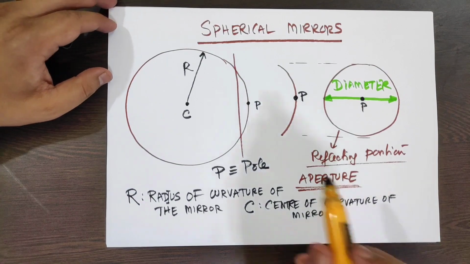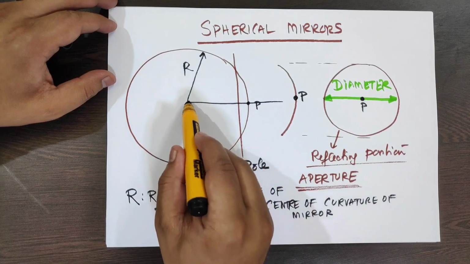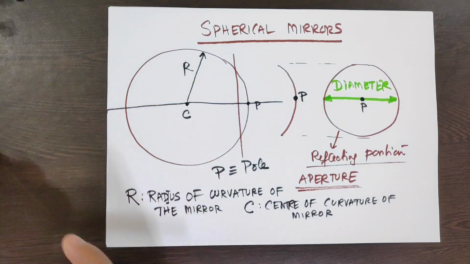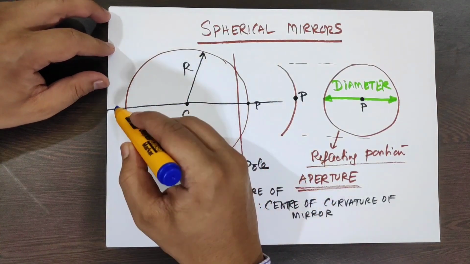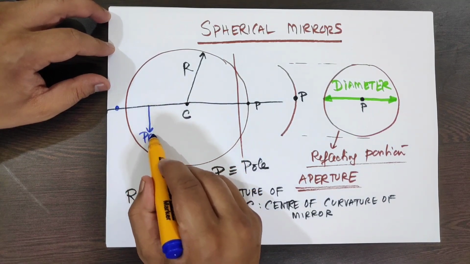Now the line joining C to P and extending throughout, this line is known as the principal axis. This line is known as the principal axis.